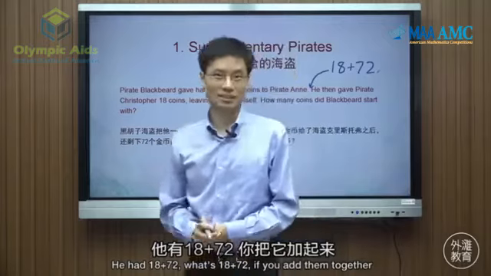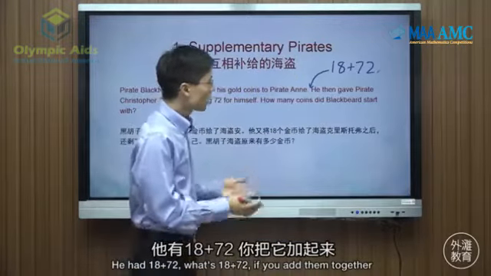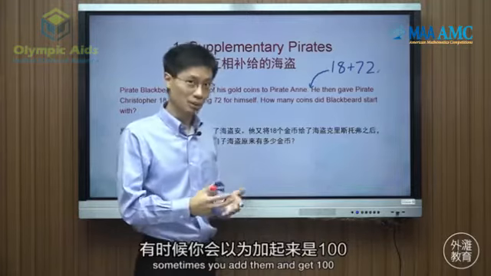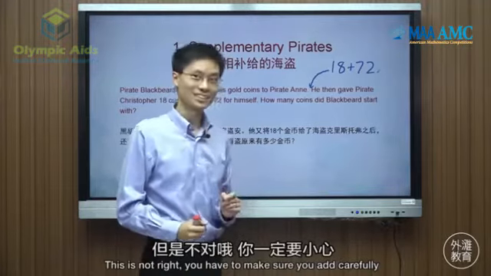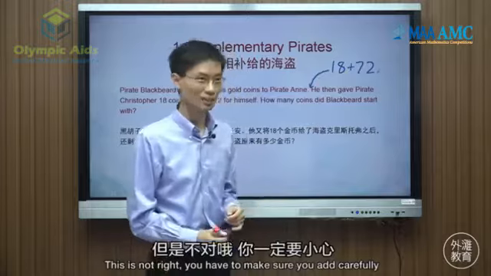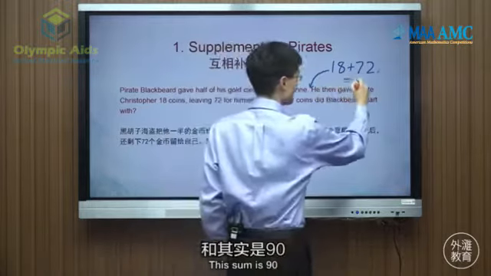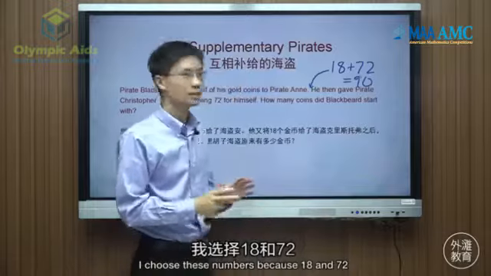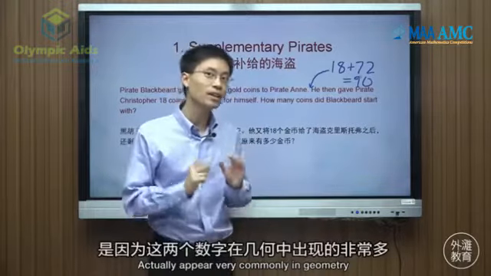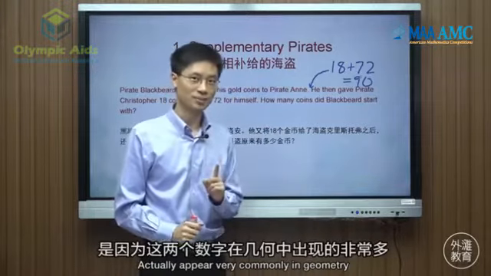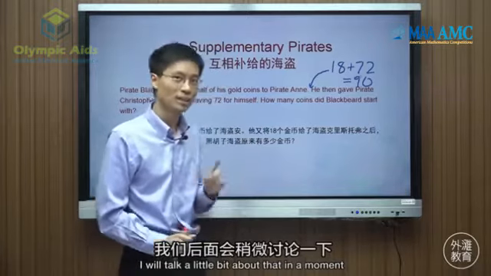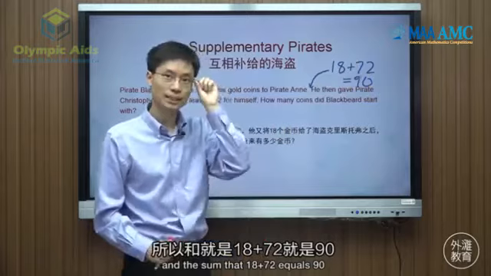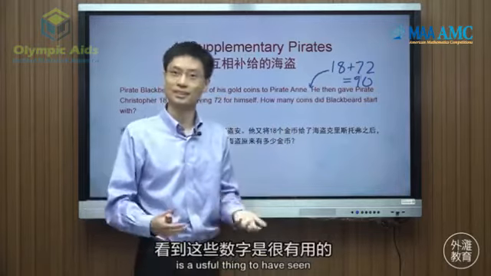What's 18 plus 72? It's a little bit of a trick. Sometimes you add them and you get 100. That's not right. You have to make sure you add carefully. This sum is 90. I chose these numbers because 18 and 72 actually appear very commonly in geometry. I will talk a little bit about that in a moment. And this sum, 18 plus 72 equals 90, is a useful thing to have seen.